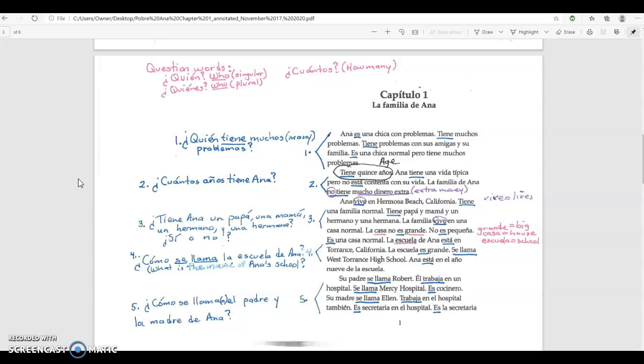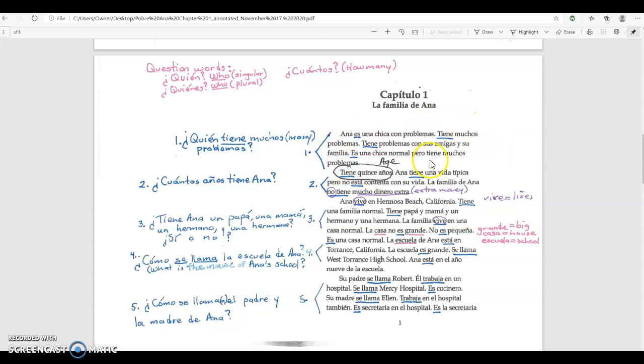For example, let's look at the first paragraph. Ana es una chica con problemas. Tiene muchos problemas. Tiene problemas con sus amigas y su familia. Es una chica normal, pero tiene muchos problemas.